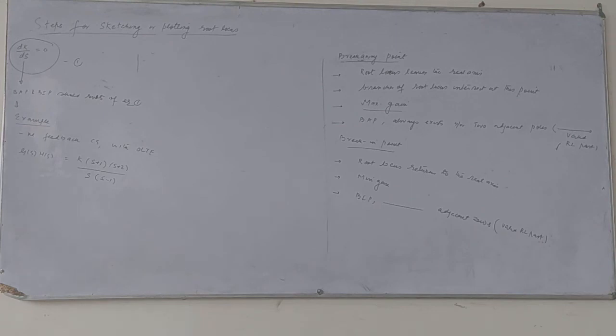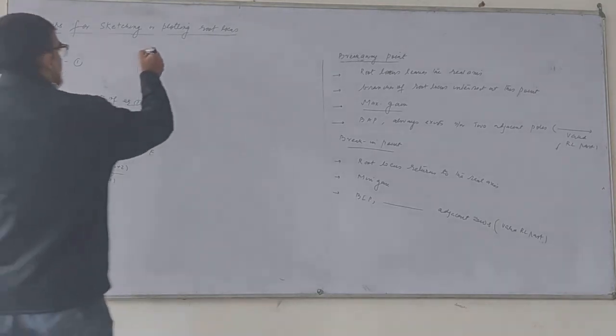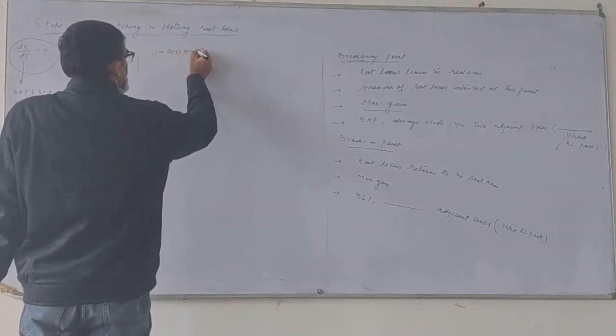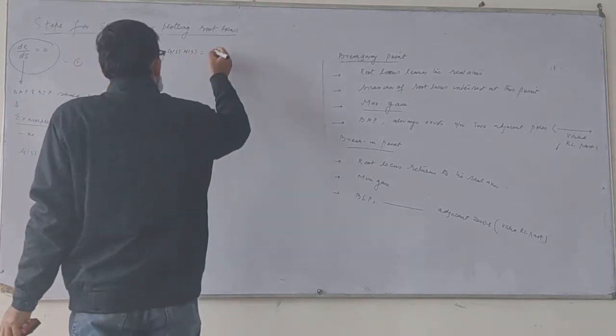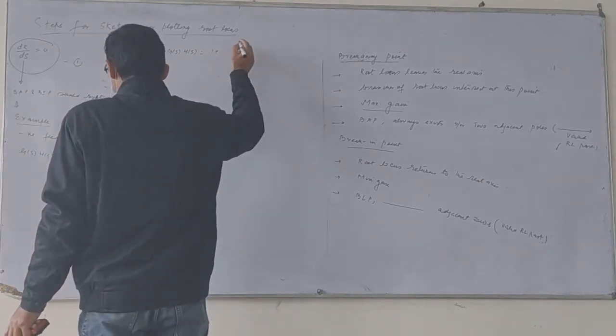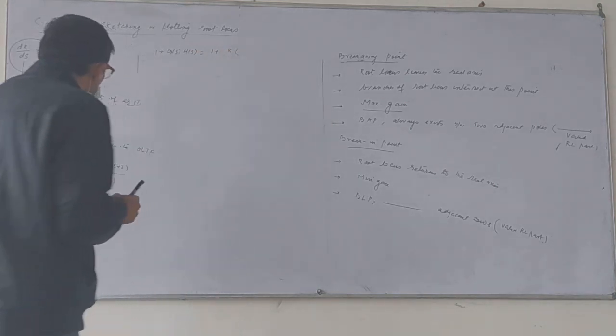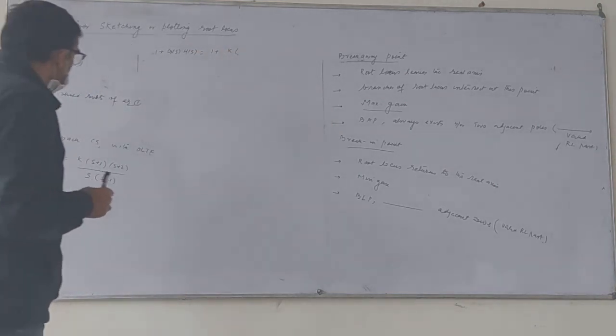Now, what I need to find? I need to find the breakaway breaking point. So, root locus we'll draw later. Then let us see first the characteristic equation. What's the characteristic equation? That is given as 1 plus G of S H of S, and that should be equal to 1 plus, now this is K multiplied by what? S square plus 3S plus 2.